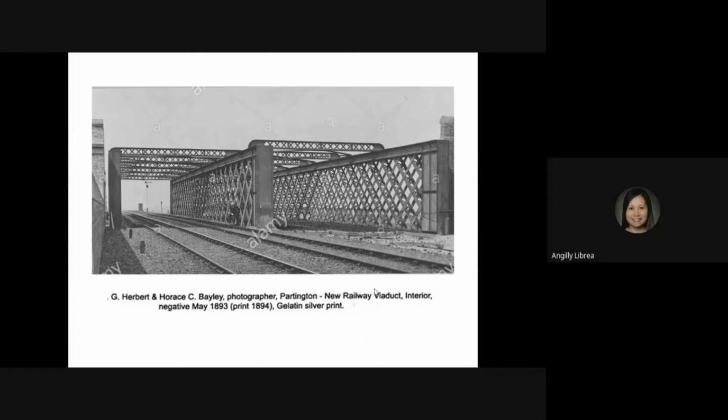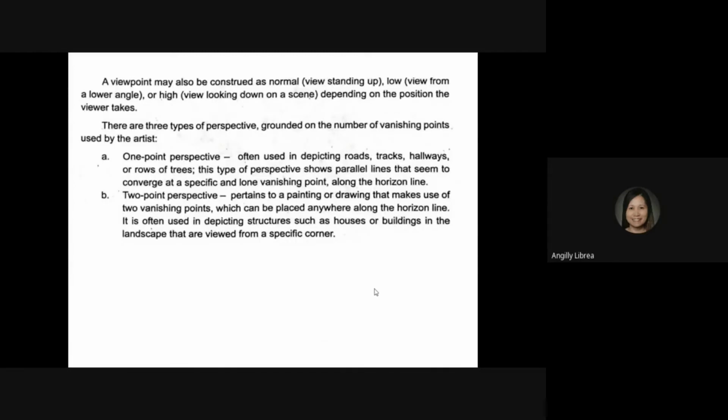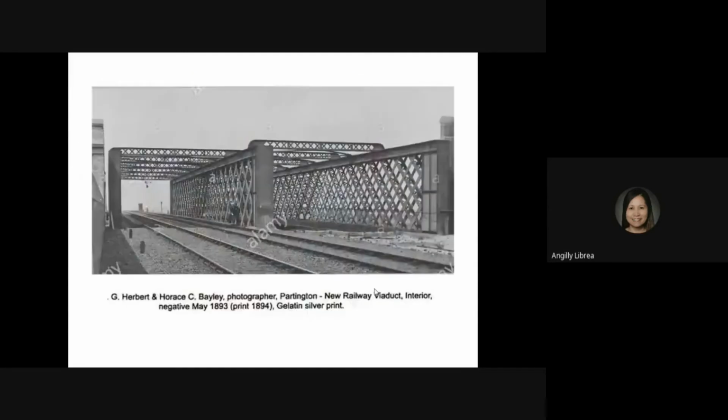right? However, the two seem to converge when they recede into a distance, at a point where they both disappear. So this point of disappearance is what we call the vanishing point. An example often used to illustrate linear perspective is the railroad, where tracks disappear off at a distance.